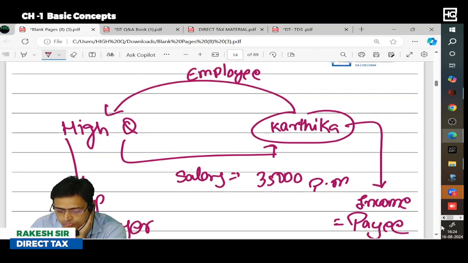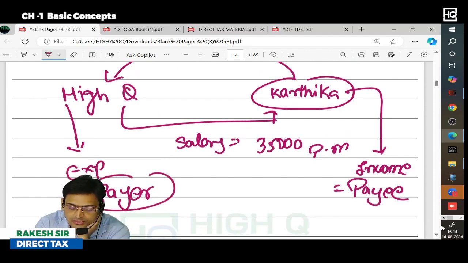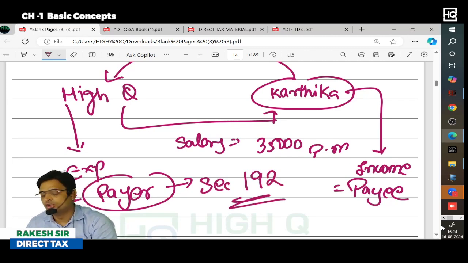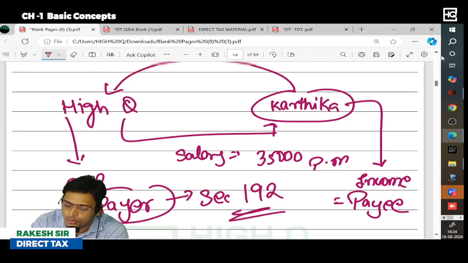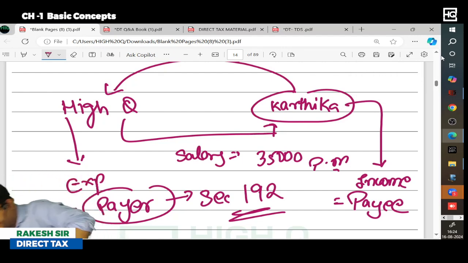My question, who is going to deduct TDS? IQ. And it will deduct TDS under section 192. Are you understanding? So under 192, the employer will deduct TDS of the employee. Employer will deduct TDS of the employee. Now listen.